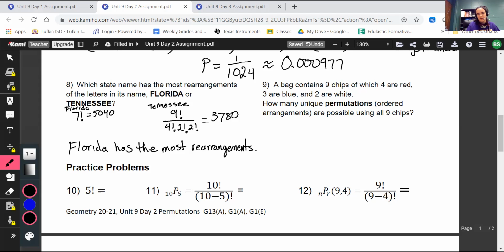Number 9, a bag contains 9 chips, of which 4 are red and 3 are blue and 2 are white. How many unique permutations, ordered arrangements are possible using all 9 chips? So it's just like what we did on the last one. So we have a total of 9 possible chips. So we've got 9 factorial. And we need to take out the repeats, 4 factorial, 3 factorial, 2 factorial in the denominator.